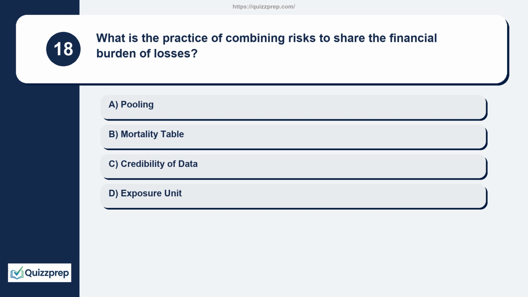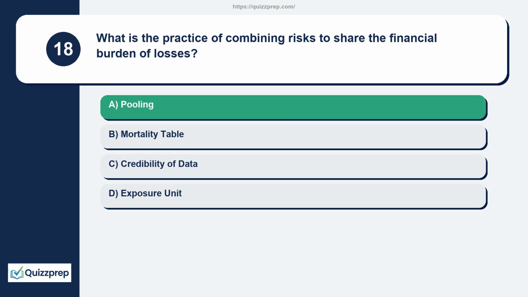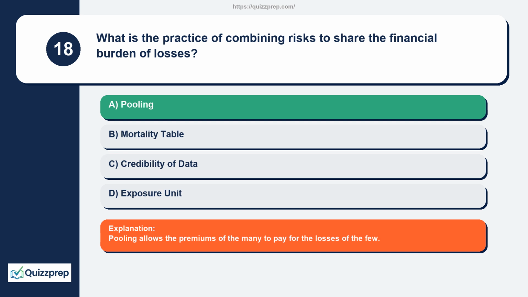Question 18. What is the practice of combining risks to share the financial burden of losses? Pooling, mortality table, credibility of data, exposure unit. Pooling allows the premiums of the many to pay for the losses of the few.